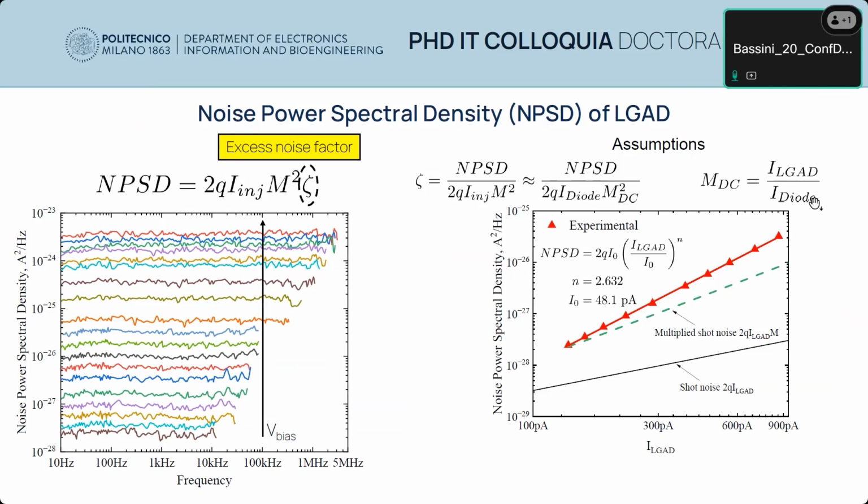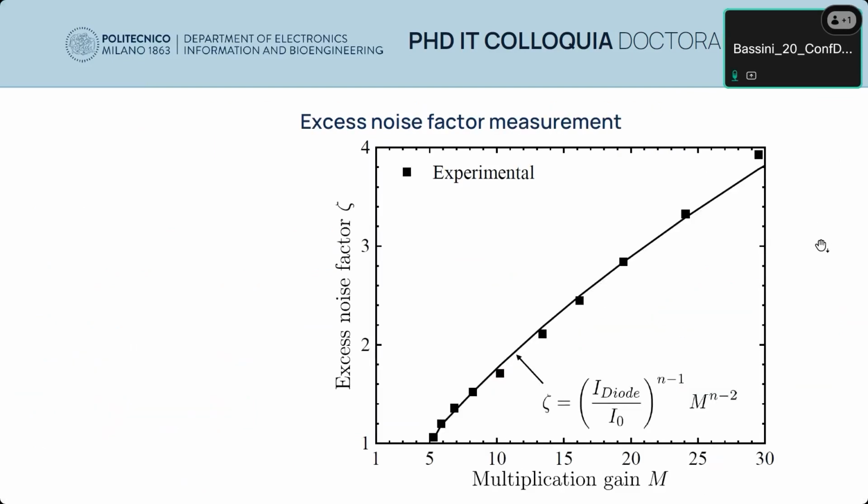In this case, we can use a function to fit this data, equate this function with the definition of the noise parallel spectral density with excess noise factor, and derive the excess noise factor. This is the result of our measurements. The excess noise factor depends on the multiplication gain. The solid line is drawn using the parameters of the fit in the previous graph.